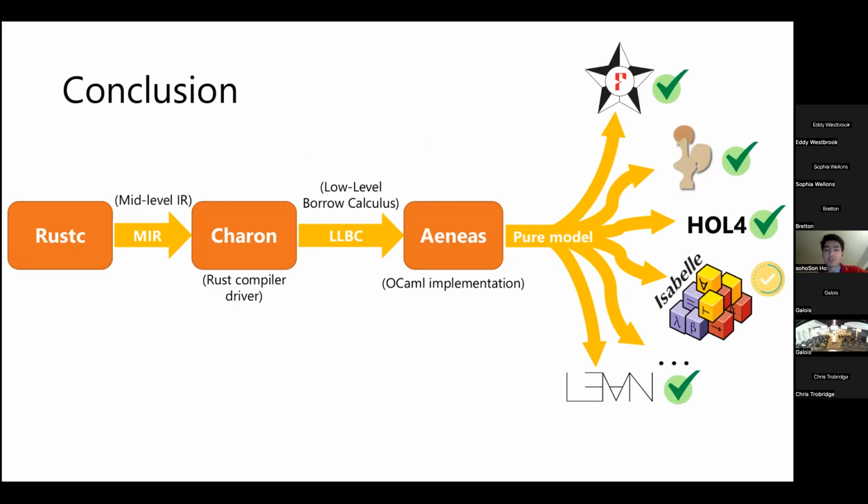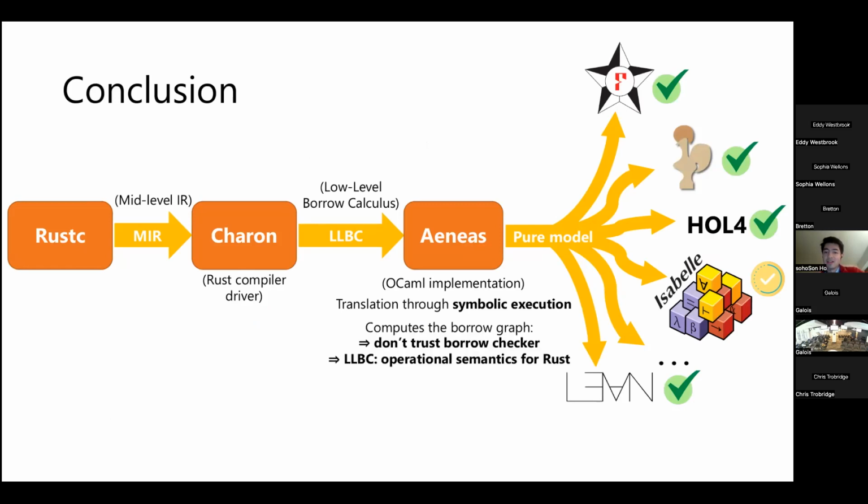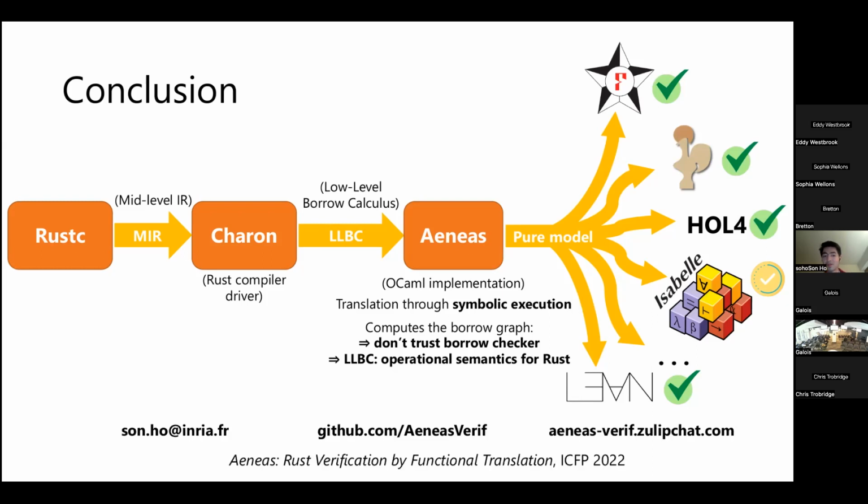So I've shown you Aeneas, which is a verification framework, or rather a compiler actually, which given some safe Rust code compiles it to a pure model for various backends. I haven't spent much time on the translation itself, but it works by doing a sort of symbolic execution. In order to make it work, we have to compute the borrow graph, and as a consequence, we don't trust the borrow checker. The side product is that we introduce some operational semantics for Rust. I've shown you some examples, and there's a lot of work going on to have the subset as big as possible and to apply it to verifying real-world examples. So thanks for your attention, and we'll be very happy to take any questions.